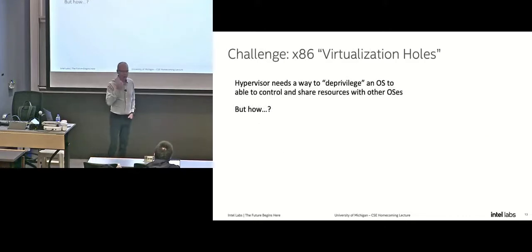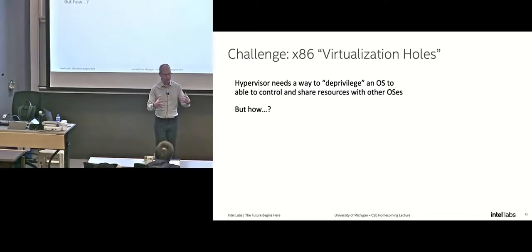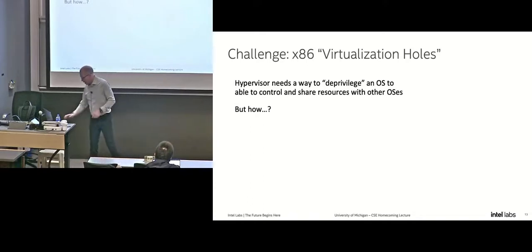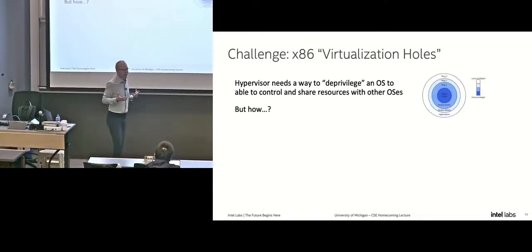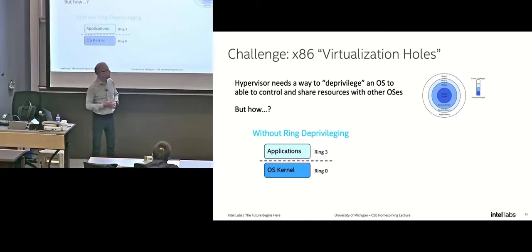But that brings us to the next problem, which is that there are all these virtualization holes in x86. If you want to virtualize a platform and run multiple operating systems on it, the first thing you have to do is take the OS, a single OS, and deprivilege it. You have to run it at a lower privilege level than the hypervisor or the virtual machine monitor. How would you do that? Well, x86 has multiple rings, four rings, 0 through 3. Normally an OS kernel would run in ring 0 and your applications run in ring 3.